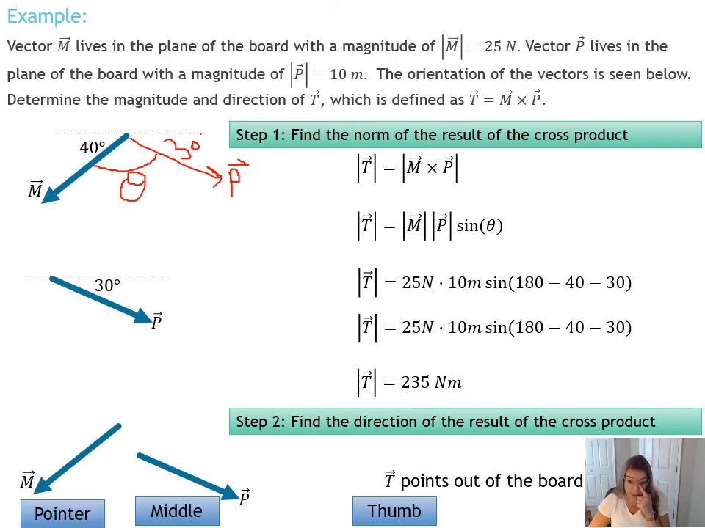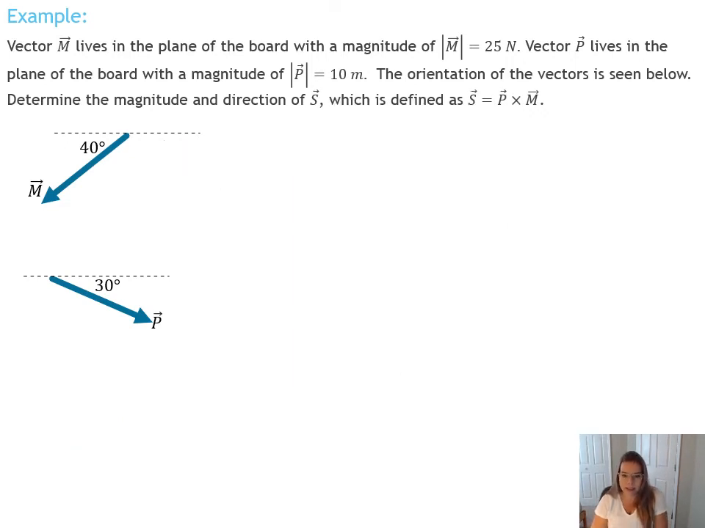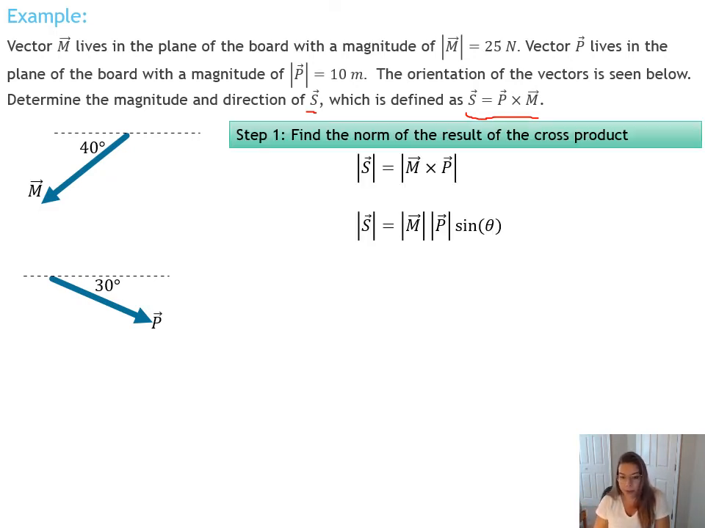So that means vector T has a magnitude of 235 Newton meters, and it is coming out of the board. That fully describes vector T, which is the result of crossing M with P. Let's do a second example. This time, it's almost all the exact same information. We still have vector M and we still have vector P. This time we're looking for a new vector called S, and S is the result of crossing P with M. So notice before we did M cross P, this time we're doing P crossed M. So we're going to go through these same steps.